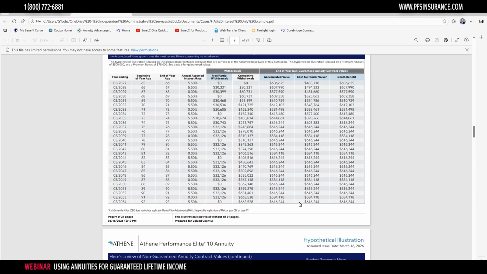His accumulated value, you could see here, he's taken out basically at age 92. This is cumulative withdrawals. He's taken out $663,000, and his accumulated value is still 616. So he hasn't even touched his principal. He's only taken out whatever the policy is actually generating in interest. So again, really good for those people who don't necessarily need the very predictable income, but want to take income but not touch their principal.